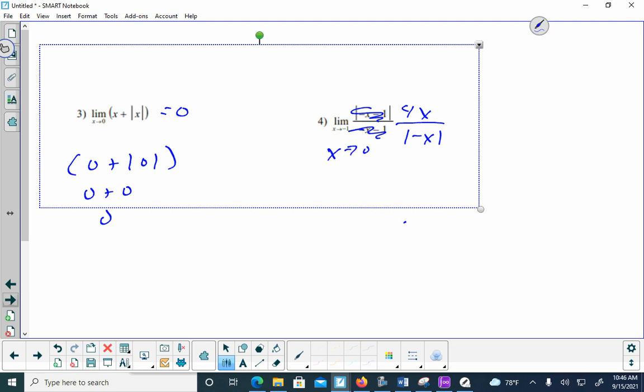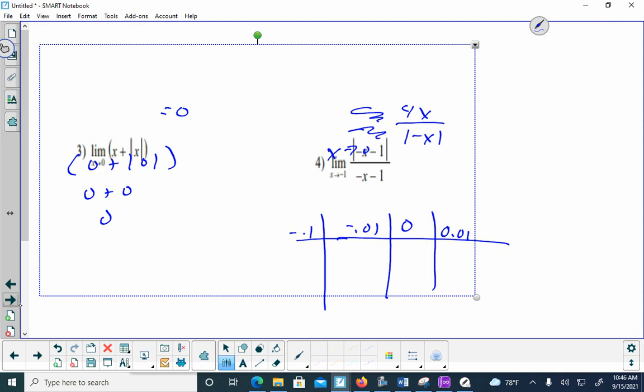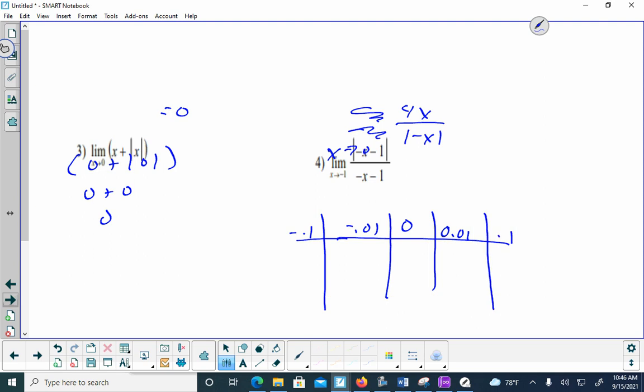So I am going to put 0 in my table, and I'm going to do negative 0.01, negative 0.1, and then 0.01, and then 0.1, and this is undefined. And when I do that, I get 4 here, 4 here, negative 4 here, negative 4 here. So this limit does not exist, and your reasoning is because it's approaching two different numbers.